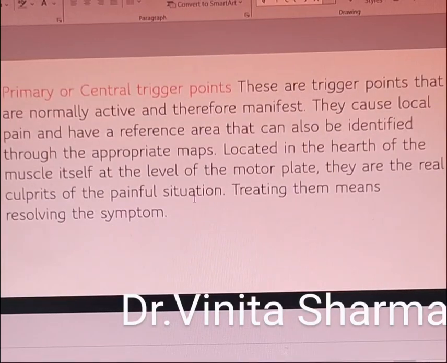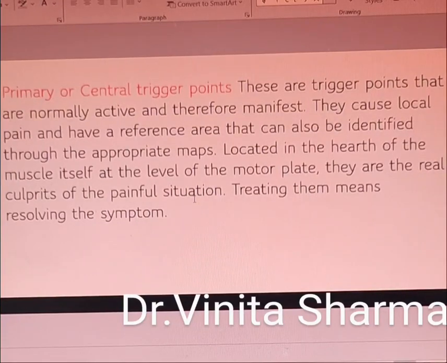Primary or central trigger points are trigger points that are normally active and therefore manifest. They cause local pain and have a reference area that can also be identified through the appropriate maps. Maps you can find on Google also. So there are appropriate maps where the trigger points are located. So we know the location, we know how to treat that, and we can treat it easily. They are located in the heart of the muscle itself, at the level of the motor plate.